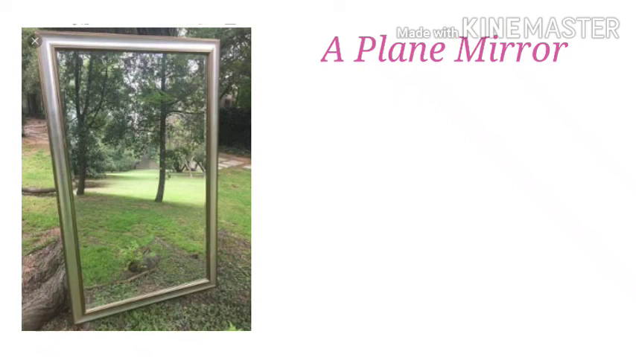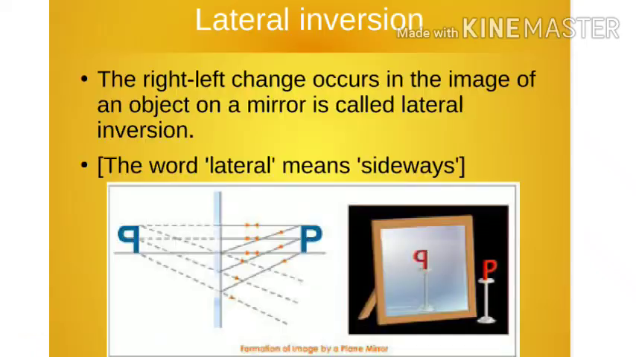That's why we feel that when we raise the left hand, the image will have the right hand raised. If we raise the right hand, the image formed in the mirror will have the left hand raised. So this is called lateral inversion. The right-left change that occurs in the image of an object in a mirror is called lateral inversion. The word lateral means sideways, that is, change in the sides of an image in a mirror.